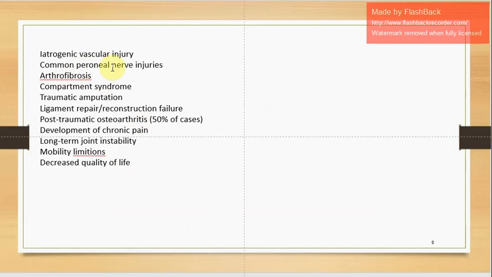Also, there is sometimes iatrogenic vascular injury, that is due to some surgery or when some repair is done. Sometimes the structures are injured. Some common peroneal nerve injuries, arthrofibrosis, compartment syndrome, traumatic amputation, ligament repair or reconstruction failure, post-traumatic osteoarthritis, development of chronic pain, long-term joint instability, all these things will lead to decreased quality of life.